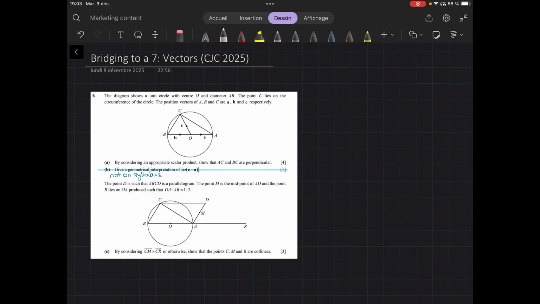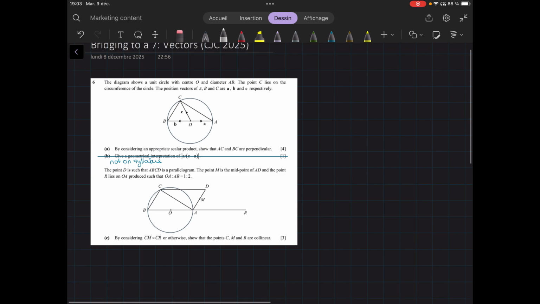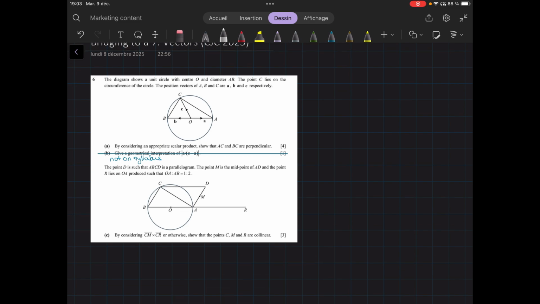Hiya! On today's episode of Bridging Towards 7, we'll have a look at a vectors question from a Singaporean H2 promo exam. Let's look at the diagram.